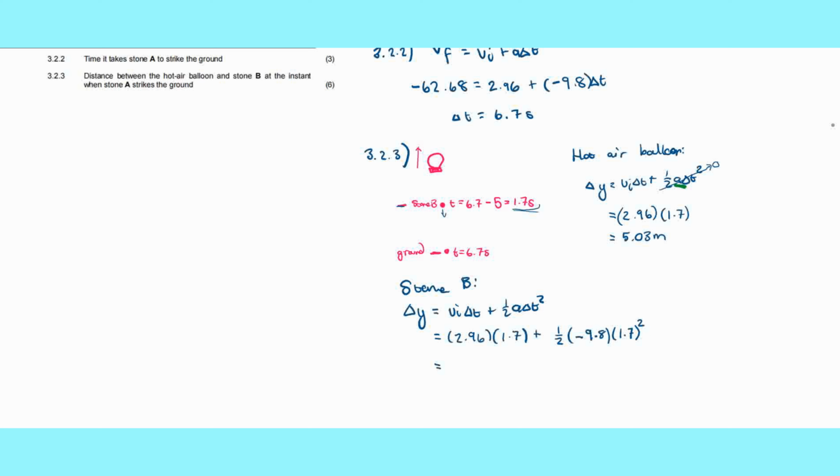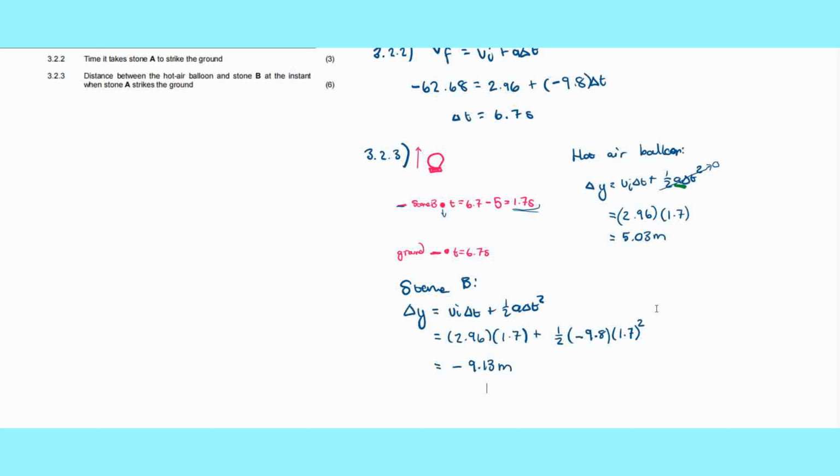Plugging this into the calculator, we get negative 9.13 meters. Now B's displacement is negative because it is moving down, right? Stone B is moving downwards, whereas the hot air balloon's displacement is positive because it's moving upwards, and we had initially chosen up to be the positive direction. So if the motion of the object is opposite to the direction convention, then its displacement will be negative.